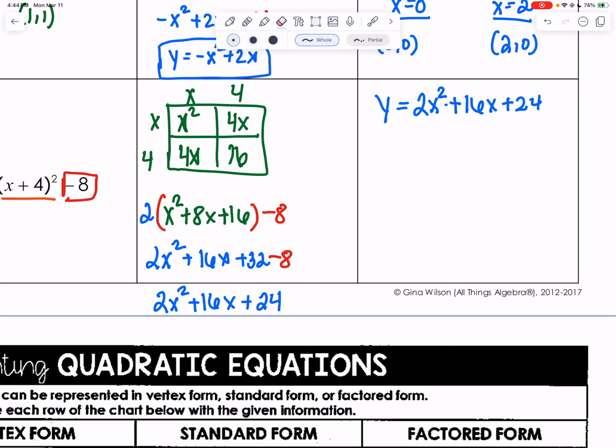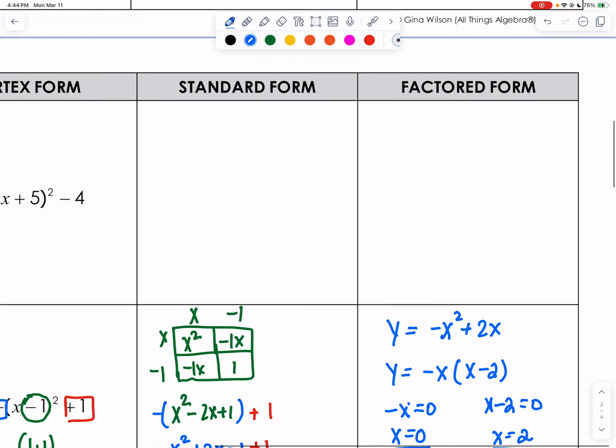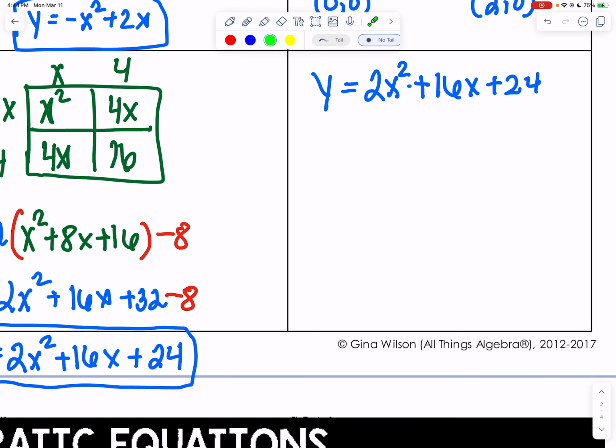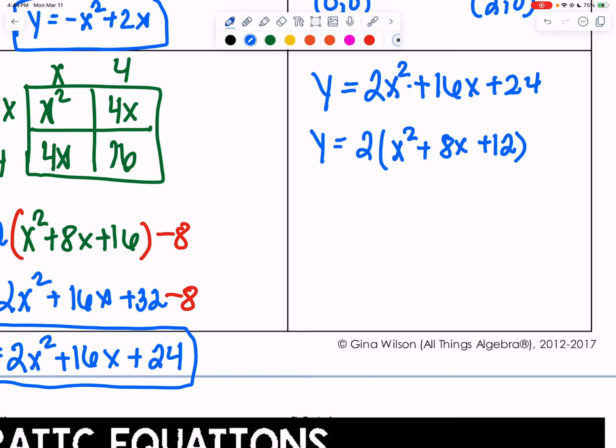Now remember, always check for a GCF. In this case, our GCF here is going to be 2. I can divide 2 here, I can divide 2 here, and I can divide by 2 here. So that's going to give me 2x squared plus 8x plus 12. And now remember, we got to think factors of 12. That's going to give us a positive 8.